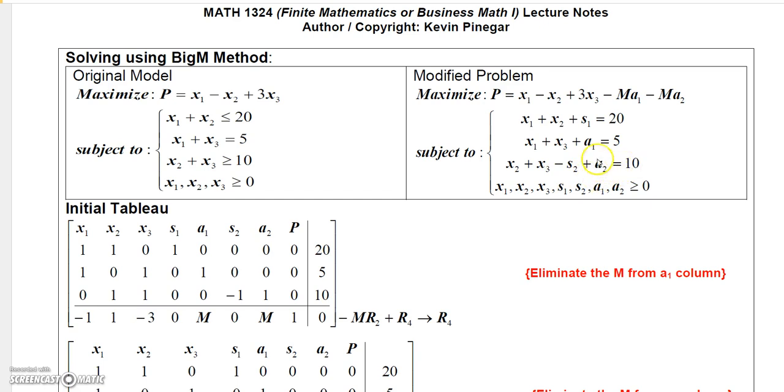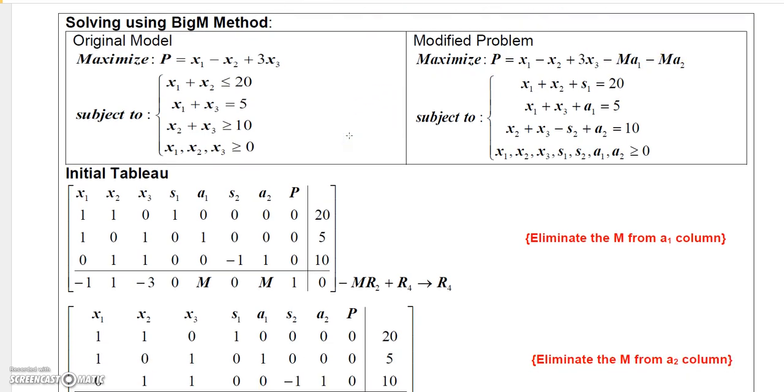And then you check and see how many artificial variables were introduced here. So we introduced 2. So we have to subtract that artificial variable times big M for each one of these. So we introduce a minus M times A1 and a minus M times A2 for the modified problem. And then we can now take this modified problem and write the simplex tableau for that.